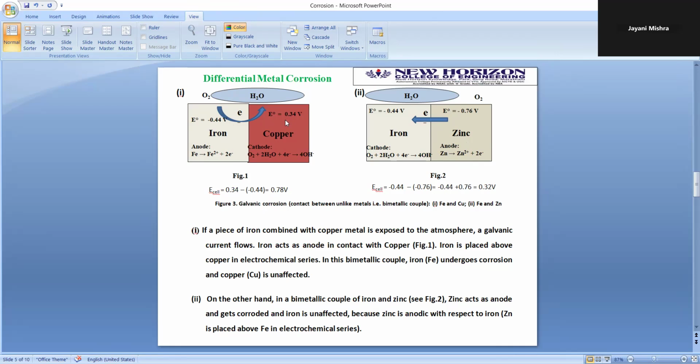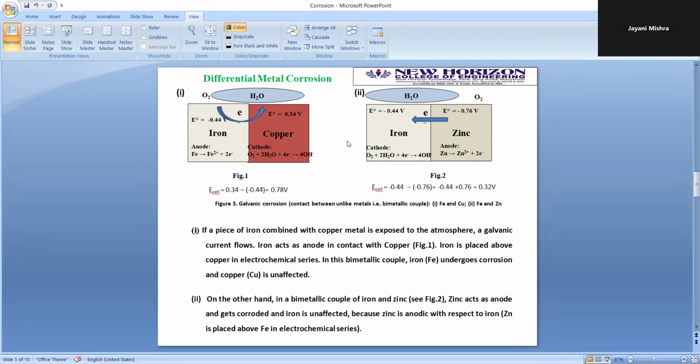When we have iron with copper, iron will undergo an oxidation reaction, forming Fe2+, and electrons will be released, which will pass on to the cathode. Similarly, when iron is in contact with zinc, zinc will work as anode, electrons will be released due to the oxidation reaction, and electrons will be transferred to the cathode. At the cathode, oxygen with moisture and these electrons will form hydroxide ions, and the hydroxide ions will further react with the anode metal to form rust at the end.